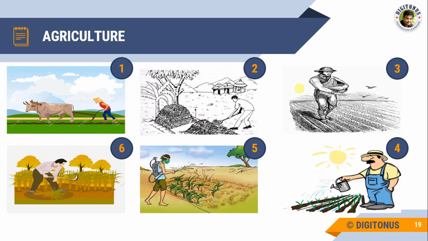Farmers prepare the field to sow the seeds. They first dig the upper layer of the soil to loosen and make it soft. This process is called plowing. This is the very first step of agriculture.